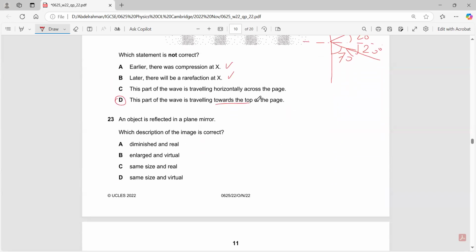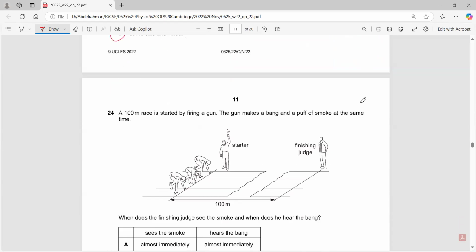An object is reflected in a plane mirror. Which description of the image is correct? Plane mirror, same size, and virtual. We have virtual images in the mirror.